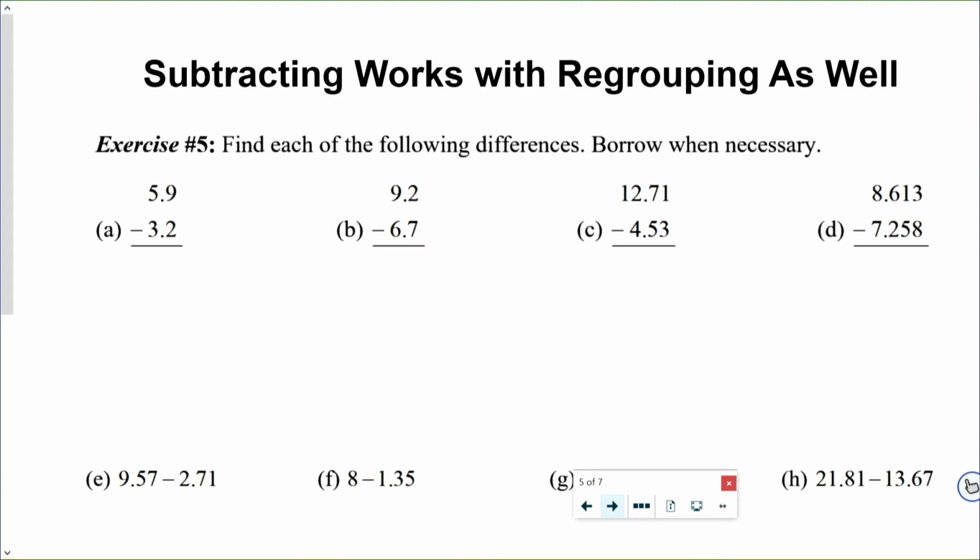So 5.9 minus 3.2, we want to do this no different than 59 minus 32. We've got 9 minus 2, which is 7. 5 minus 3, which is 2. We have 2.7. No regrouping there.